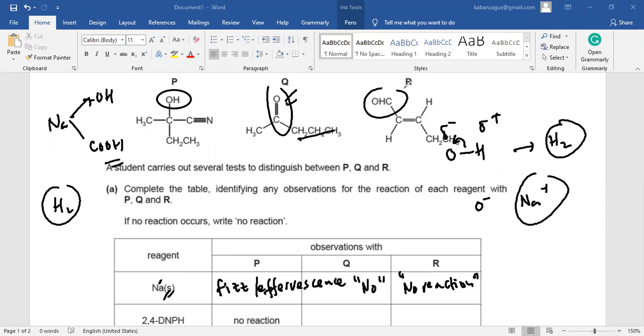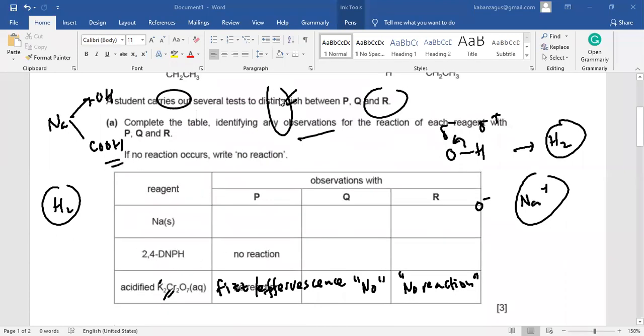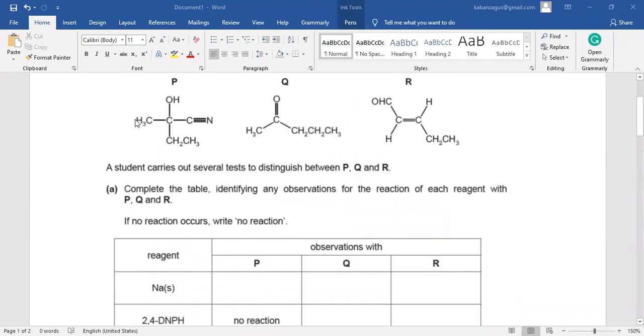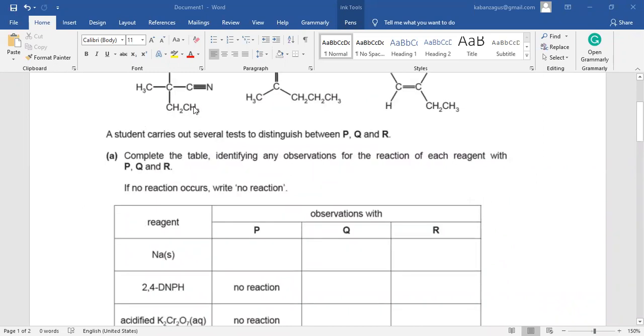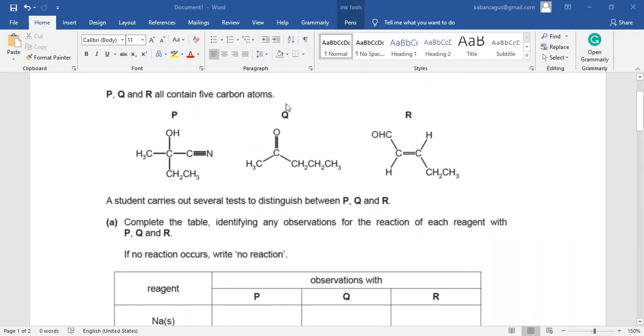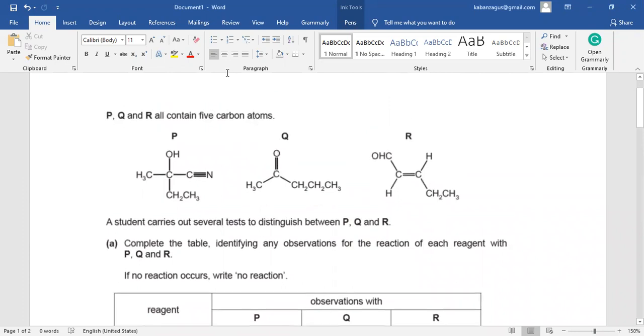Next, we have 2,4-DNPH, right? If we react 2,4-DNPH with P, definitely it gives you no reaction. Why? Because 2,4-DNPH will specifically give you a reaction when we have a ketone. This one is a ketone, and also what is called a carbonyl functional group.